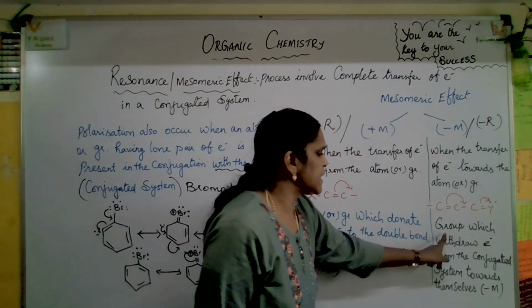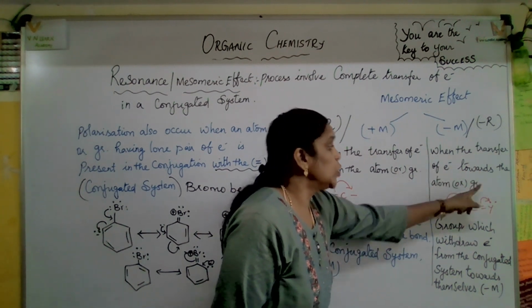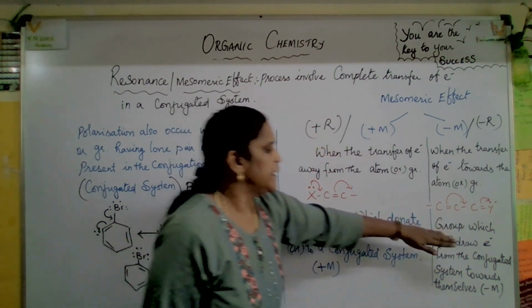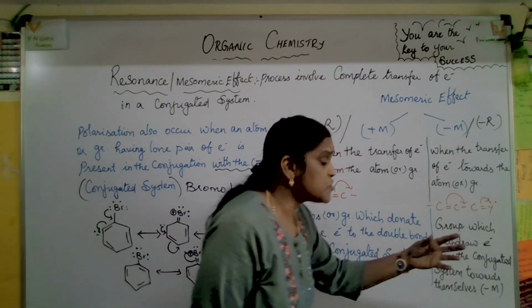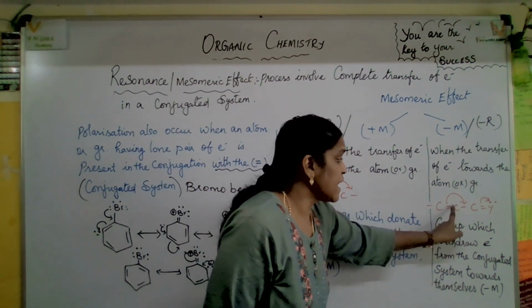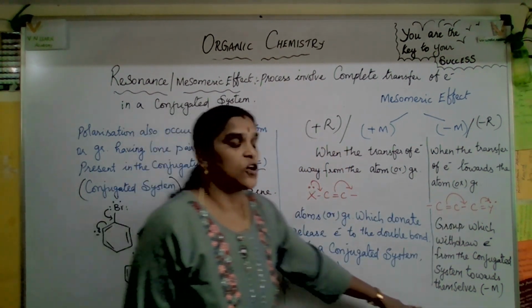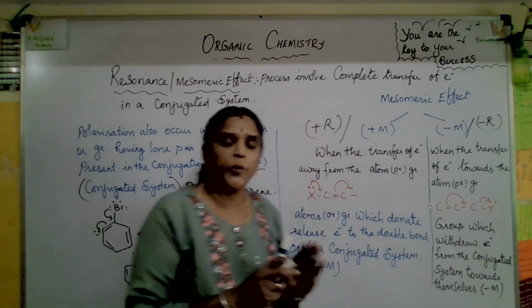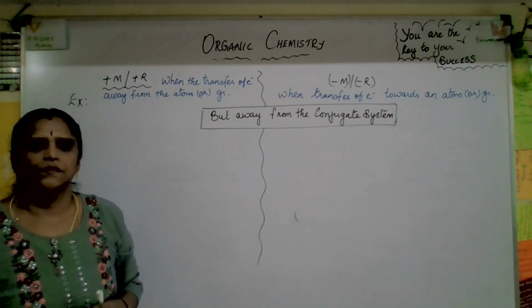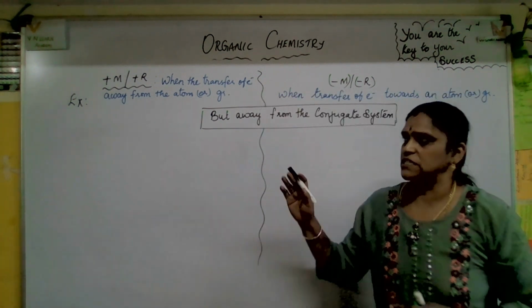So, what we can say here, when there is a transfer of electrons towards the atom or group. Here, a group which withdraws electrons from the conjugated system towards themselves, it is called minus M. Hope you got a clear idea. As we see some more examples, we'll get a better idea about this point.